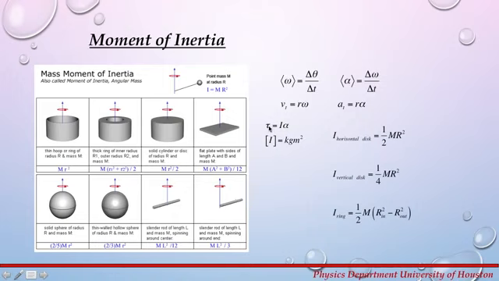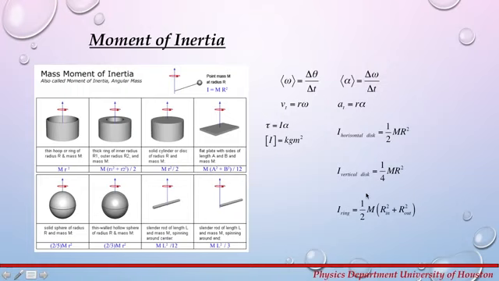Newton's second law for rotational motion is described by this equation. The total torque on the object that rotates is equal to its moment of inertia times the angular acceleration of the object. Recall that the moment of inertia is the measure of rotational inertia. The units for moment of inertia are kilogram meter squared.